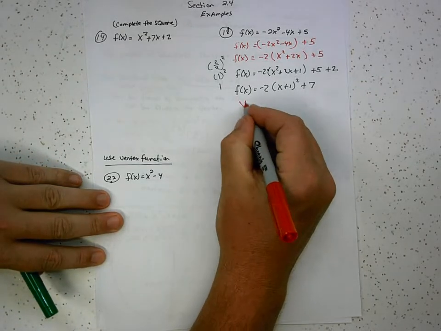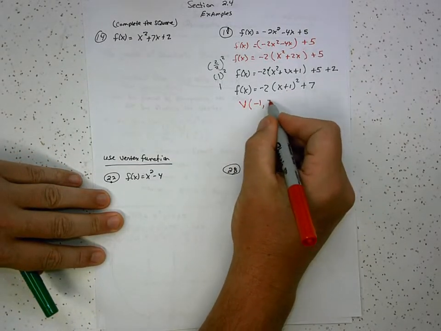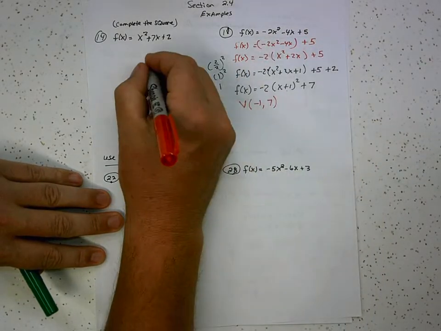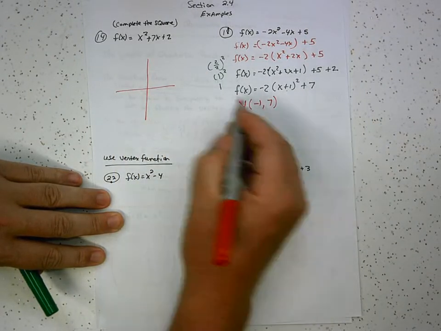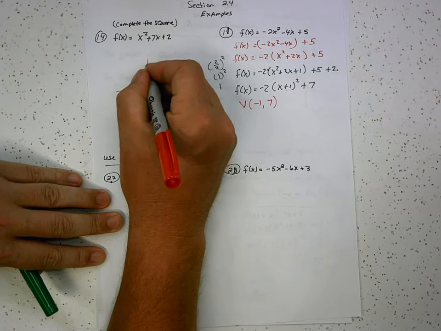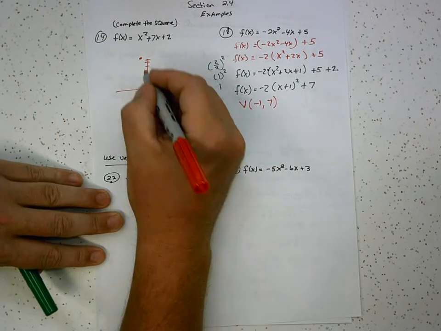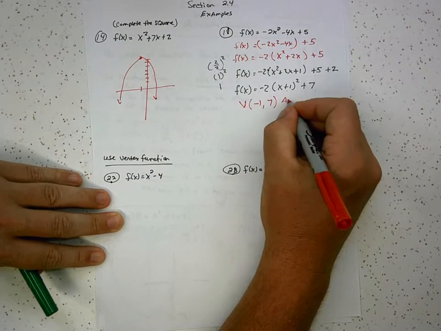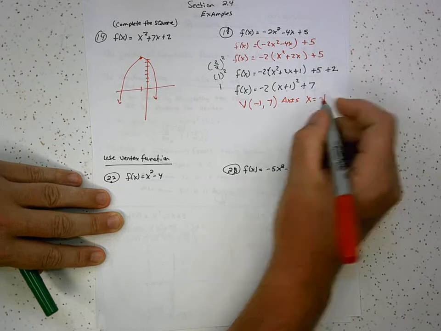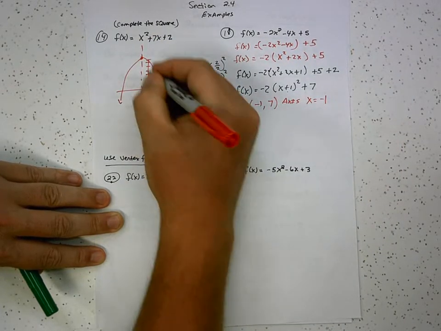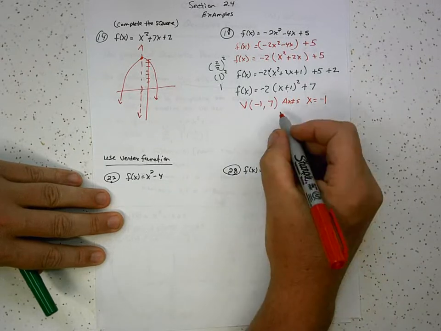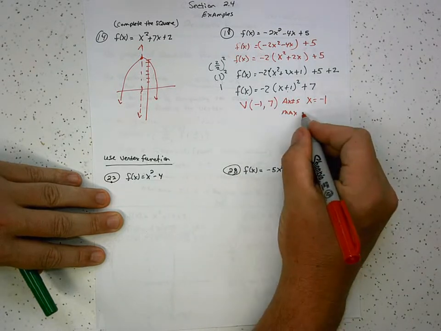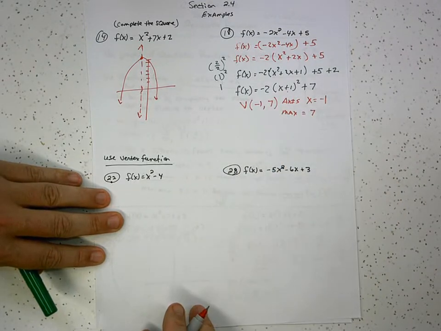I know the vertex is the opposite of what's inside, the same as what's outside, -1, 7. I know it's opening down. So if I look at this general graph, -1, 7. I'm up there. I know it's opening down. So I know the axis of symmetry is x equals -1. I can put that in. I know that it's going to be a maximum, and the maximum is always the y value. Has a maximum value at 7.